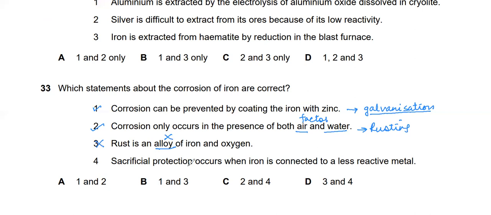So that's incorrect. Sacrificial protection occurs when an iron is coated with a less reactive metal? No, it is coated with a more reactive one. As I said, above we coated with zinc, and zinc is more reactive. Similarly, if they coat with a more reactive metal like magnesium or zinc, these more reactive metals can sacrifice themselves in order to prevent the less reactive iron from corrosion or from rusting. So that is why we have options 1 and 2 correct. So for question number 33, the correct answer is going to be A.